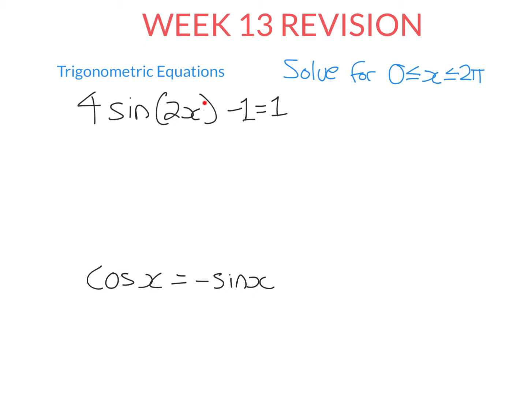We want to undo everything that's been done to the pronumeral x, and we do things in the opposite order to what they were done. So here, we multiplied x by 2, then we took the sine, then we multiplied by 4, and then subtracted 1. So the first thing I'm going to do is add 1 to both sides. And what you do to one side of the equation, you must do to the other.